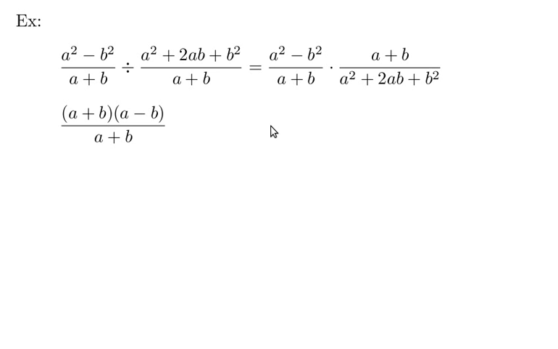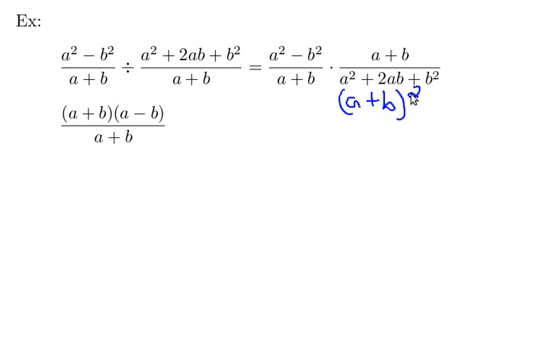And then now I'm going to go ahead and, okay, first of all, I'm going to go ahead and write this. This is going to be a plus b quantity squared. This should also look very familiar. You can check this yourself. You have the square root of a squared is a, the square root of b squared is b, 2 times a times b is the middle term. So we know that this is going to be a plus b quantity squared.